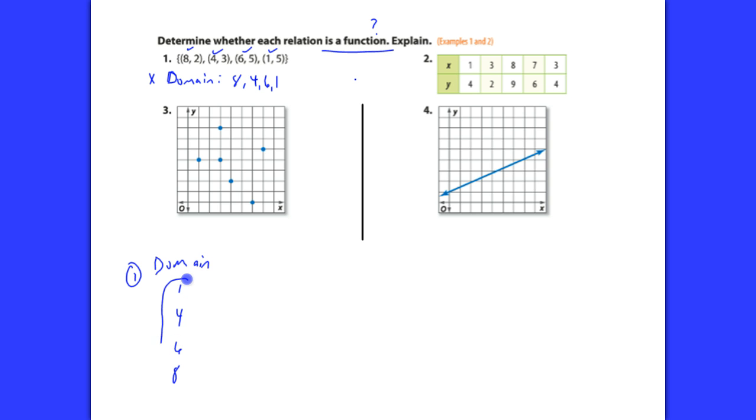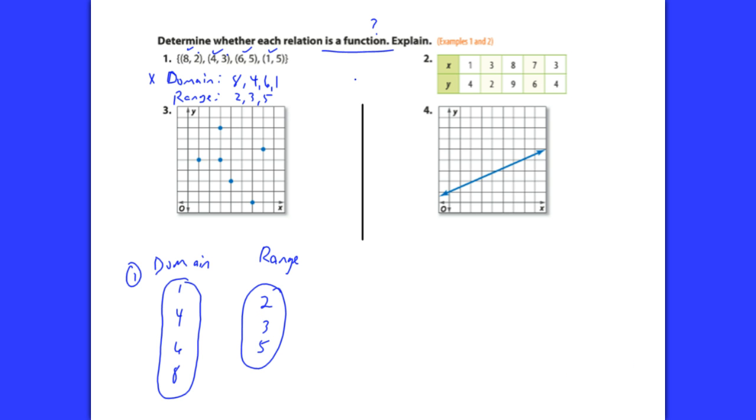That is the domain. Now the range, those are the y values. The range values are 2, 3, and 5. Now you don't have to write 5 twice because it ends up twice there. 2, 3, and 5. That is the range.